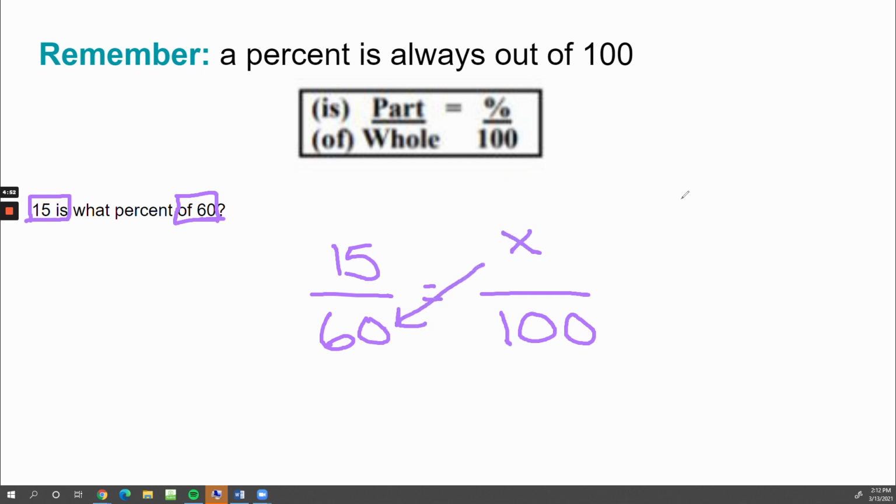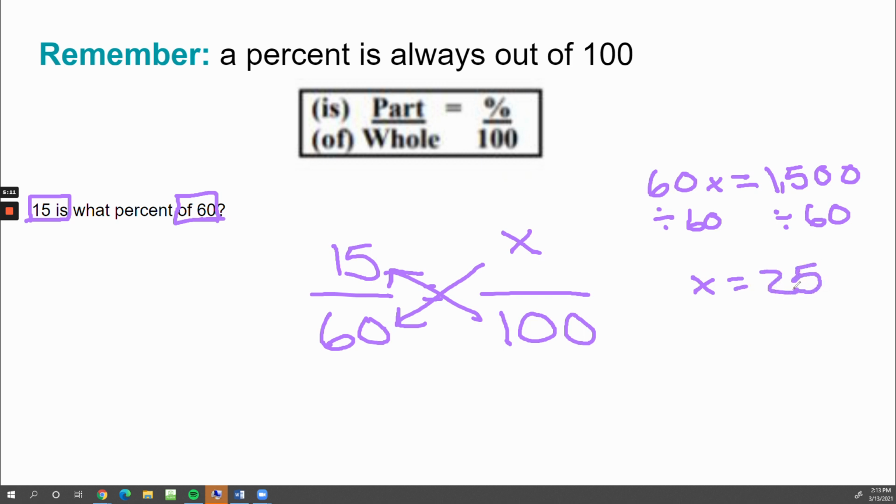We cross multiply. 60x equals 15 times 100, which is 1,500. We would divide by 60, and we get x equals 25.